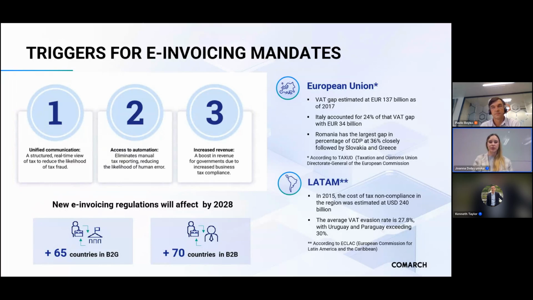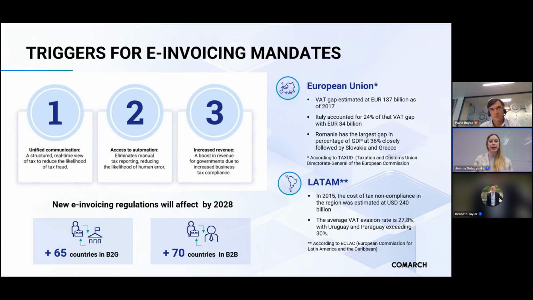So e-invoicing and e-reporting are triggered mostly by the governments. One of the key triggers, I would say, for e-invoicing mandates is a unified communication. So by having a structured, real-time view of tax information, we can reduce the possibility of tax fraud. Basically, it is a way of combating tax evasion by the governments. And from the business perspective, this is very helpful in terms of security and transparency of doing business.